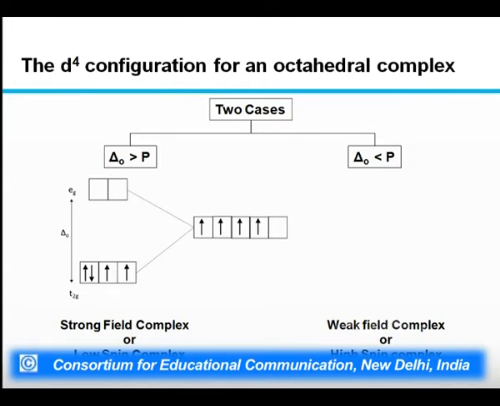The second option is when delta naught is less than P. So, when delta naught is less than P, it is energetically favorable to promote the electron to eg. So, since the ligand field is smaller in energy, this is known as a weak field complex, and since we have a number of unpaired electrons, the total spin of the system increases. This is also known as a high spin complex.